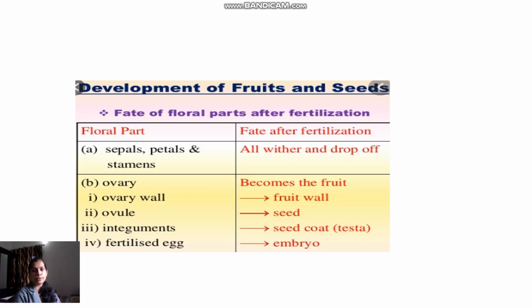Okay, then development of fruits and seeds after fertilization. What are all the changes that will happen in a flower? The floral parts like sepals, petals, stamens, etc. will fall off. Okay, then the ovary becomes the fruit. The ovule becomes what? Seed. The ovary wall will be the fruit wall, and the integuments will convert into the seed coat, and the fertilized egg will be the embryo inside the seed. Okay, so these are the things related with this one.